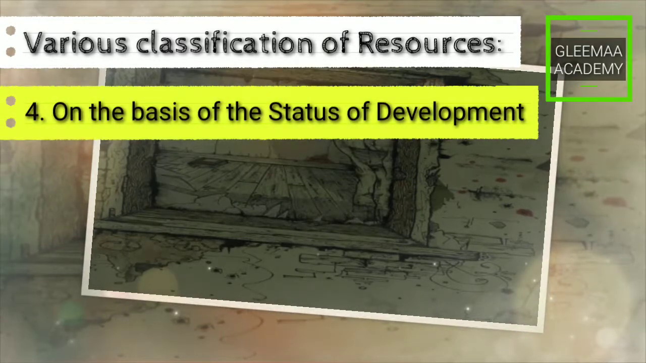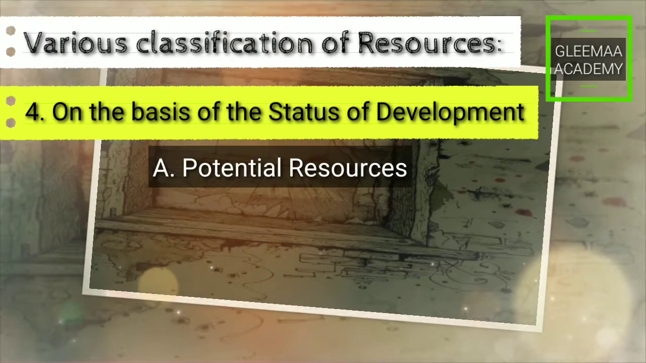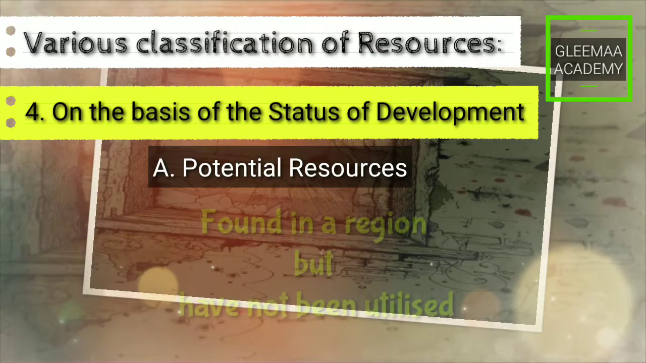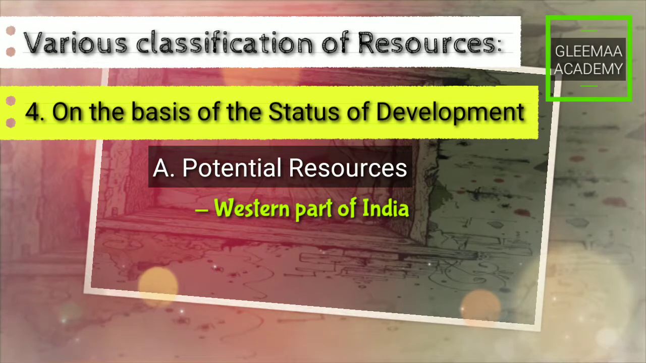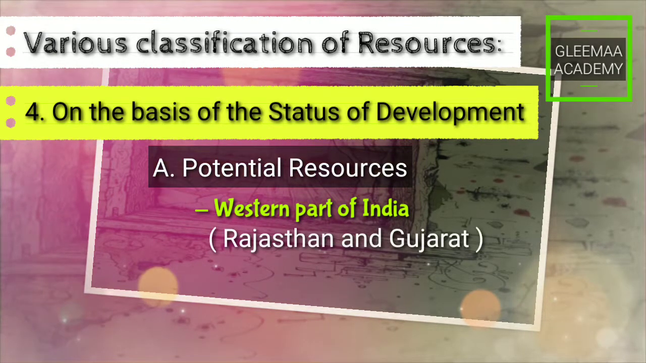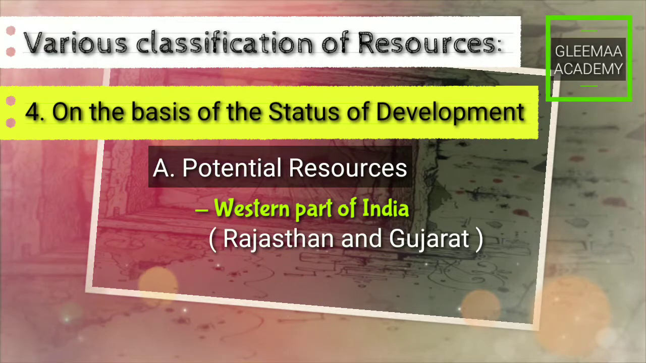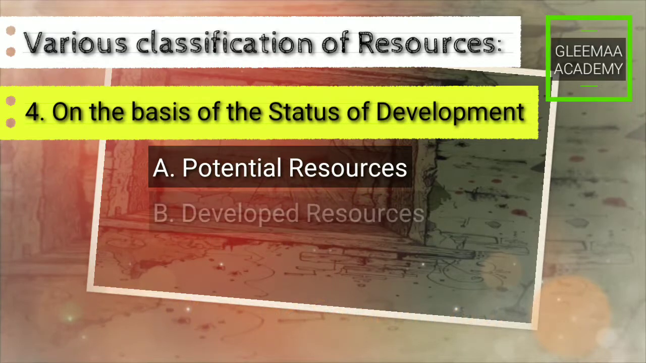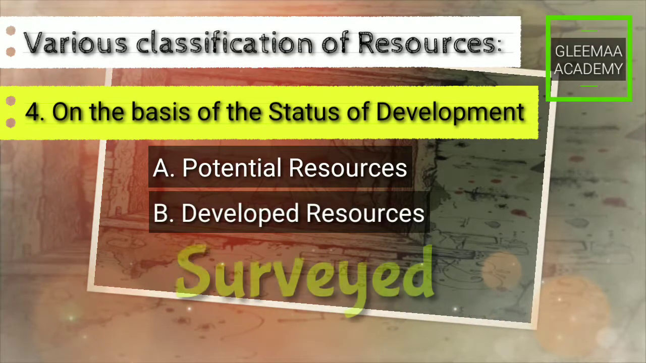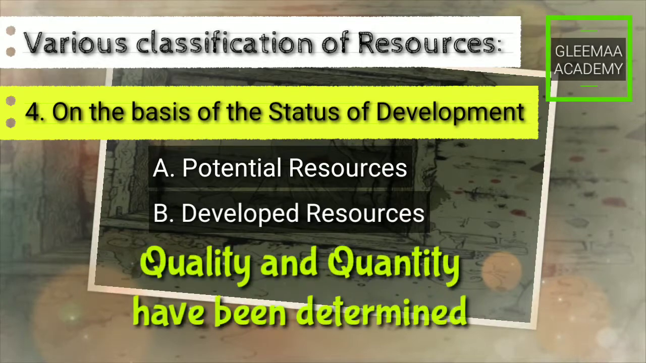Number 4, on the basis of the status of development, resources can be classified as A. Potential resources, which are found in a region but have not been utilized. For example, the western part of India, particularly Rajasthan and Gujarat, has enormous potential for the development of wind and solar energy, but so far these have not been developed properly. B. Developed resources, which are surveyed and their quality and quantity have been determined for utilization.